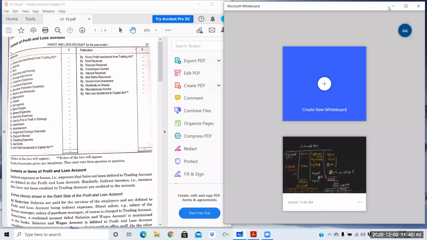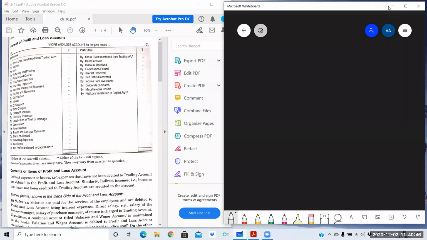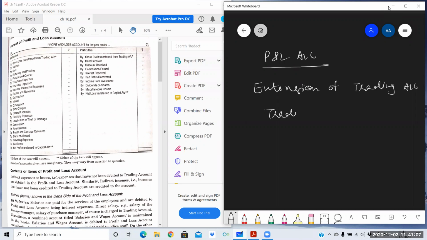So what is profit and loss account? We can say it is the extension of trading account. Extension of trading account means it is prepared after preparing trading account. Trading account is further extended for making profit and loss account. So that's why it is said that it is an extension of trading account.